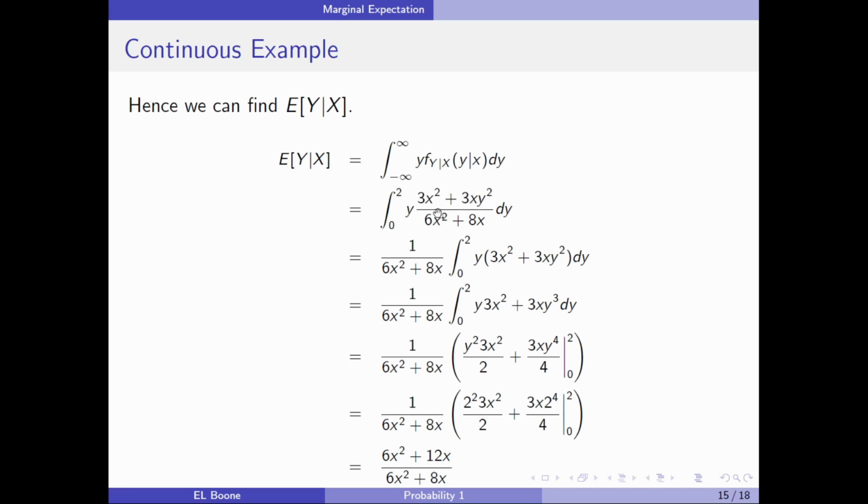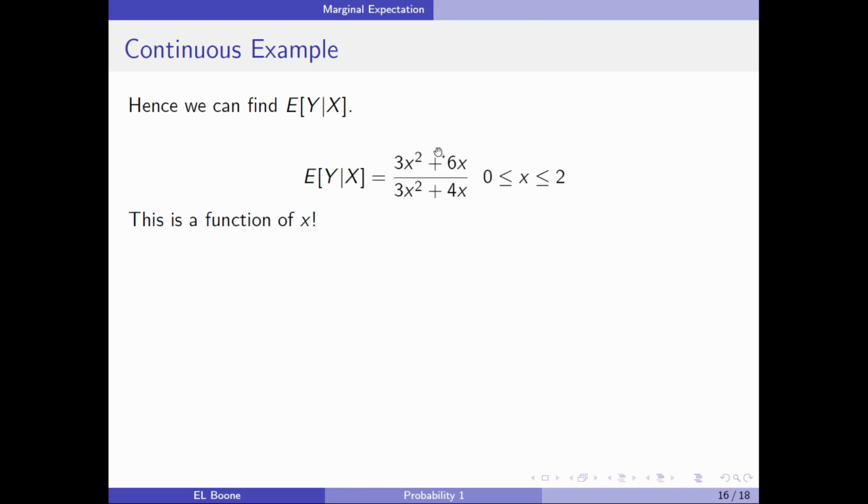And then you can see I've got a whole bunch of steps here where we distribute it through, and then we do the integral from 0 to 2, and then we plug in 2 and 0, but 0 kills everything. So we end up with this distribution here, 6x squared plus 12x over 6x squared plus 8x. And if you reduced it down, you end up with 3x squared plus 6x over 3x squared plus 4x. And that's when x is between 0 and 2. And notice we didn't get a number out. We got a function of x out.